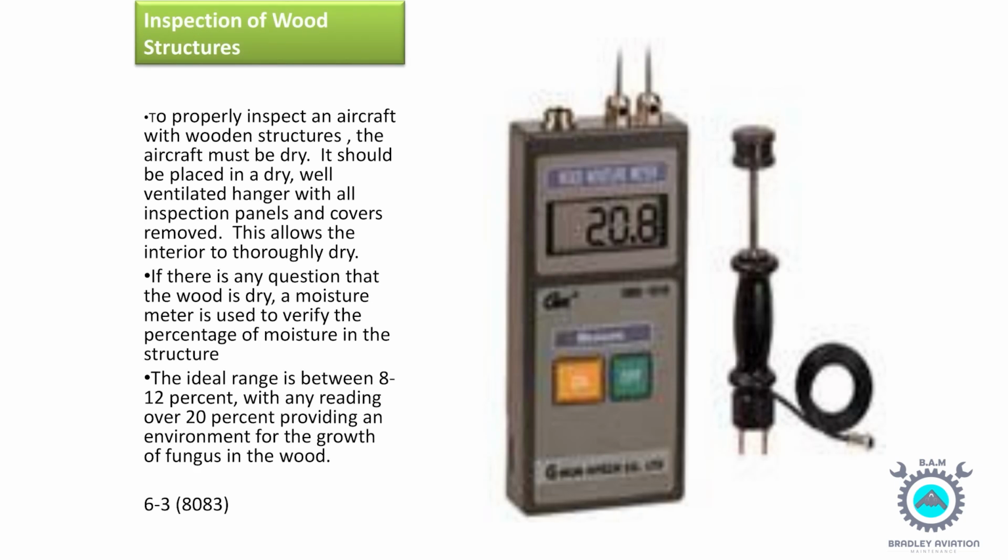Inspection of wood structures. To properly inspect an aircraft with wooden structures, the aircraft must be dry. It should be placed in a dry, well-ventilated hangar with all inspection panels and covers removed. This allows the interior to thoroughly dry. If there is any question that the wood is dry, a moisture meter is used to verify the percentage of moisture in the structure. The ideal range is between 8 and 12%, with any reading over 20% providing an environment for the growth of fungus in the wood.